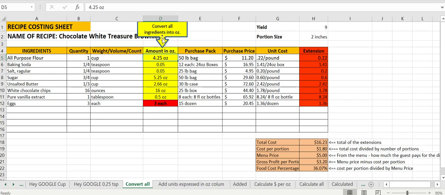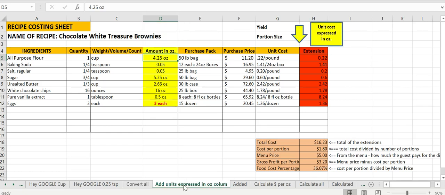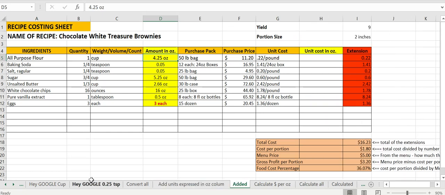All right, so we have all of our quantities for our ingredients measured in ounces now, which is what we wanted to do. Next we're going to add the units column expressed in ounces. So let's go ahead and do that. We're going to be adding that right here. And there it is.